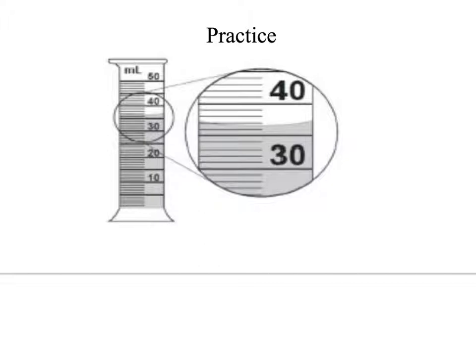Now it's your turn. Record the measurement of this graduated cylinder to the proper number of significant digits. Record the measurement of this ruler to the proper number of significant digits. Please note that the unit is centimeters.